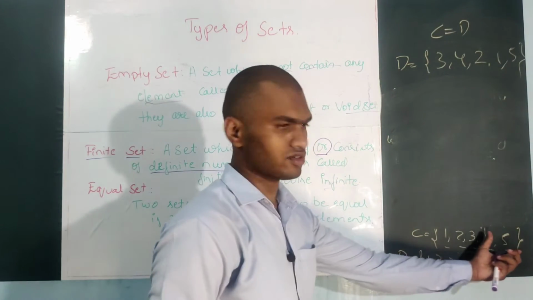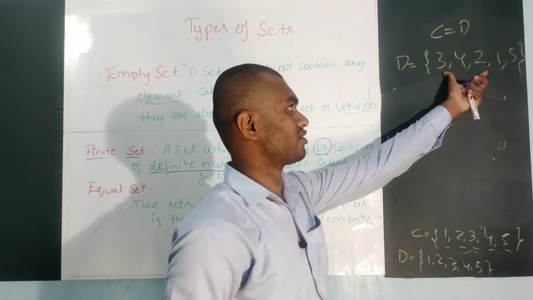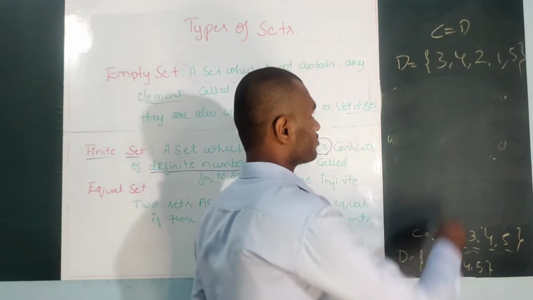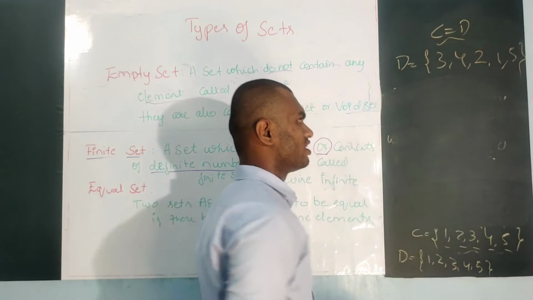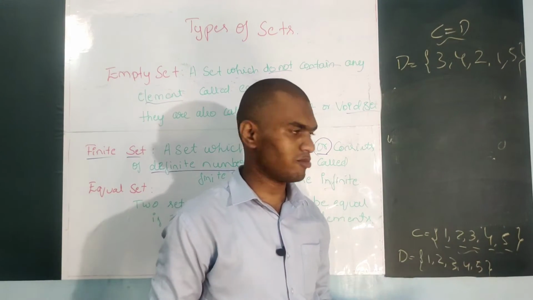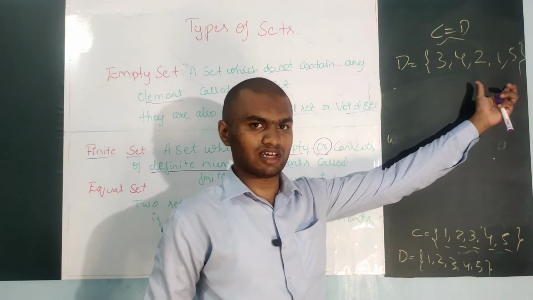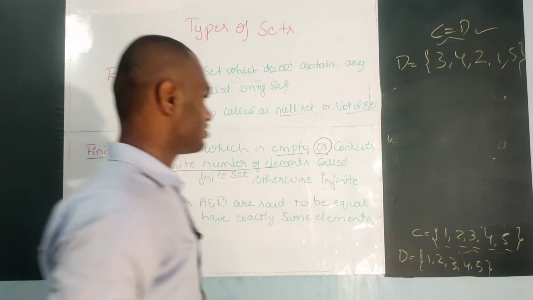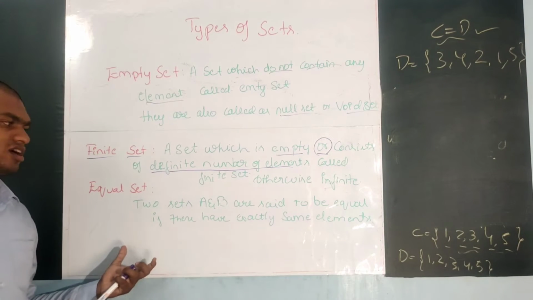So C is equal to 1 2 3 4 5, and D is equal to 3 4 2 1 5. Is C equal to D? Here, are all the elements in C there in D? Yes, so it is equal. So C and D are equal sets.